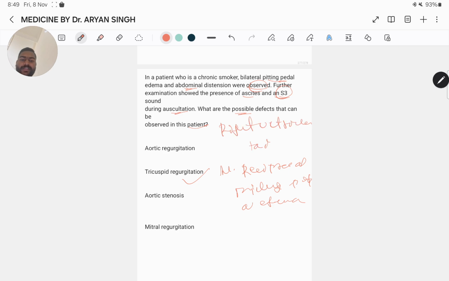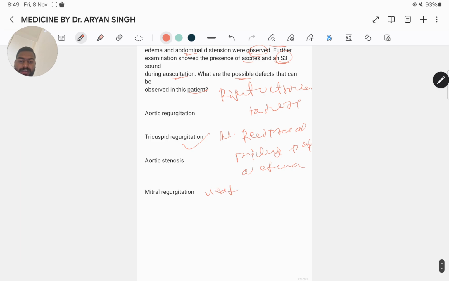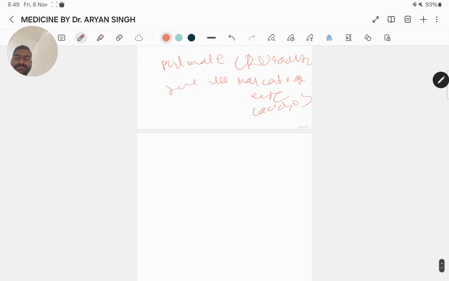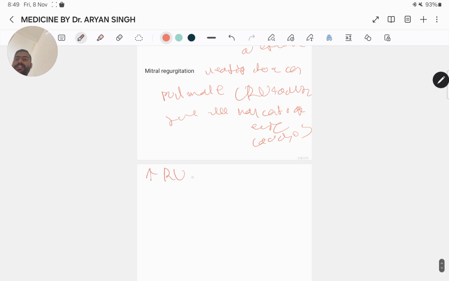Right ventricular failure. Here, the history of chronic smoking likely suggests that the patient is suffering from chronic obstructive pulmonary disease, leading to cor pulmonale. Here, the right ventricular failure is due to a non-cardiogenic cause, and the increased RV pressure leads to tricuspid regurgitation.